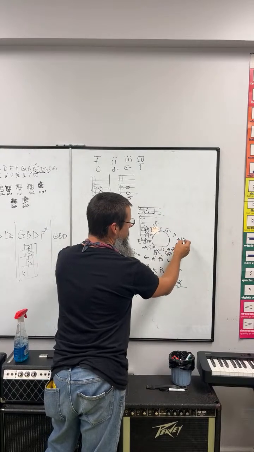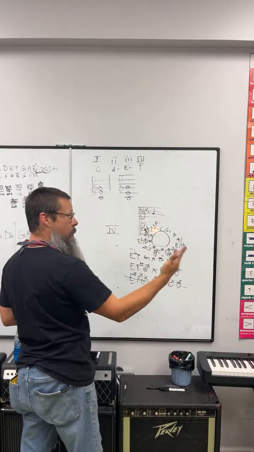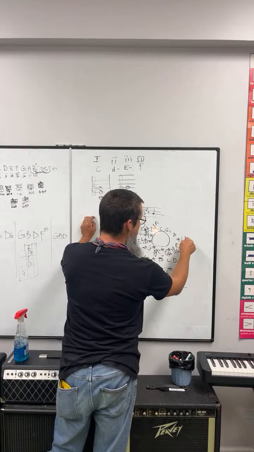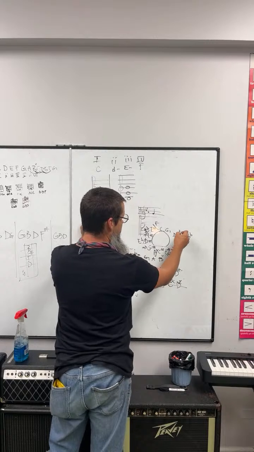Here's where it gets funky. This is a circle of fourths. So F, G, A, B. Well, B, C, D. Yeah, B flat isn't that. This is B double flat. And then it starts the whole thing. E double flat.